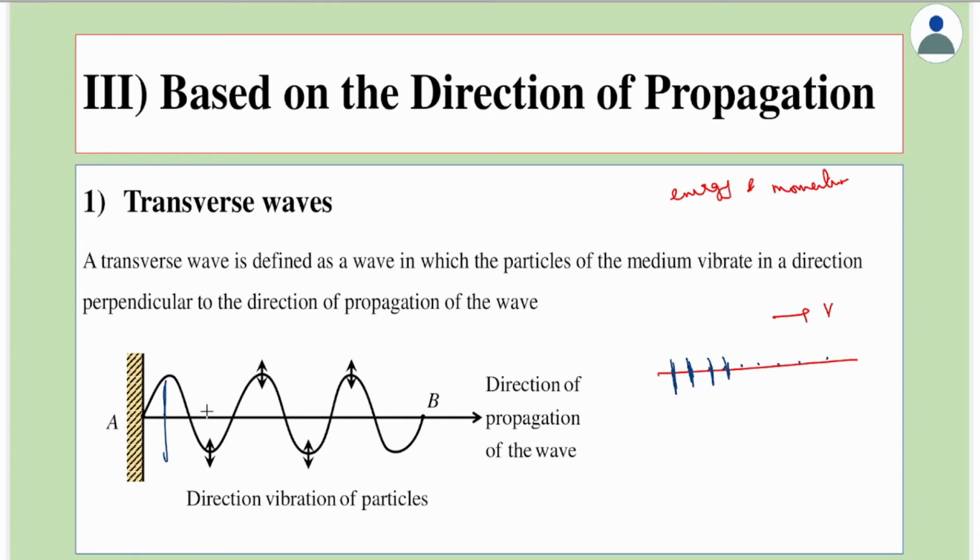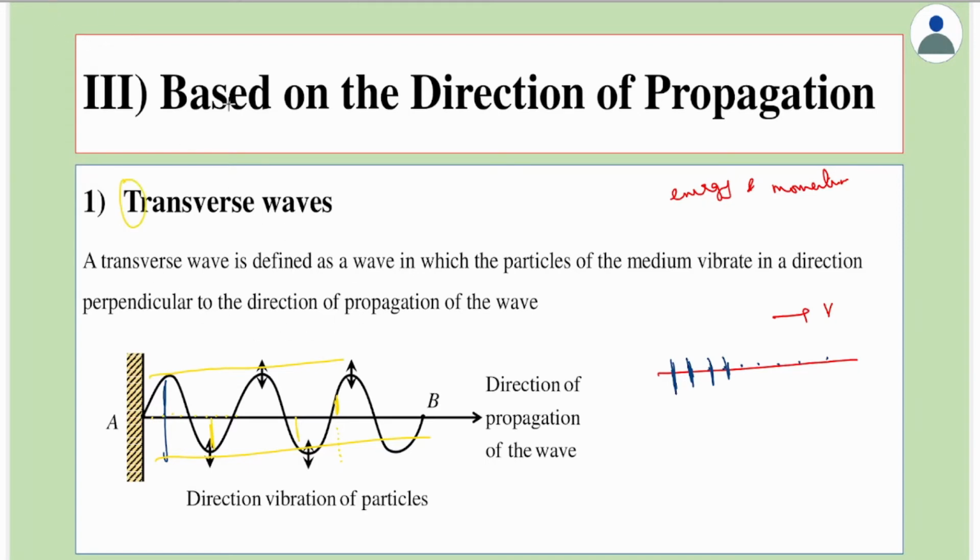You can think of this string or wire as containing a lot of particles. So each particle in the wire would oscillate about its mean position. This particle has come down here. This is somewhere here. The particle has gone somewhere here. So every particle will go to the extreme end and come back to the other extreme end and then to the mean position. So in such cases, particles are vibrating perpendicular to the direction of propagation of the wave. Then such waves are called transverse waves.